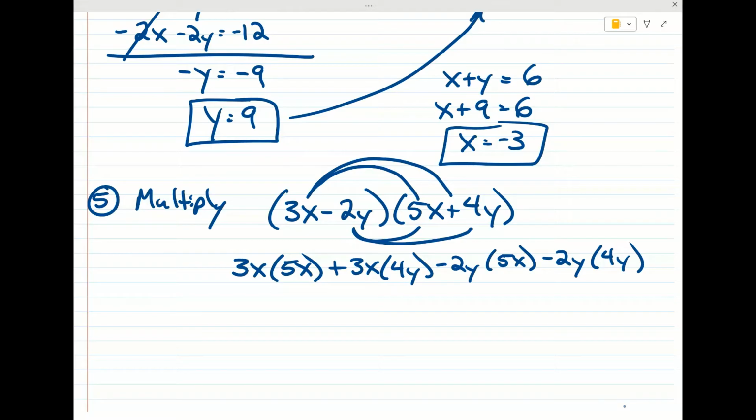Remember, when we multiply the same variable, we have to add their exponents. So x times x is x to the second. So we get 15x squared plus 12xy minus 10xy minus 8y squared.